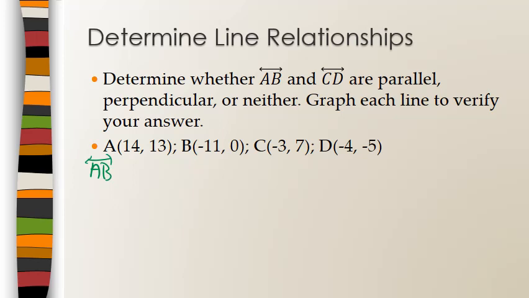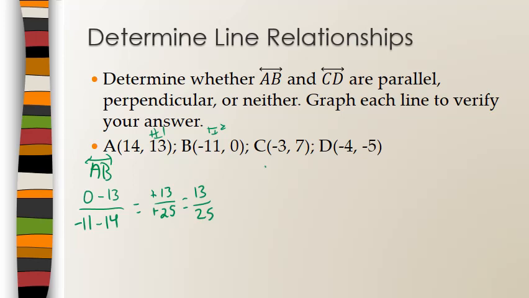We've got y2 minus y1, so I've got 0 minus 13. This is number 2, this is number 1. I read left to right, personally. Then x2 is -11 minus 14. So now I've got -13 over -25, which becomes positive since they're both negatives. So I got a positive slope of 13/25 for line AB.